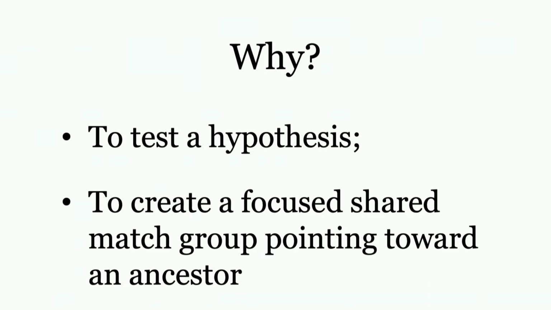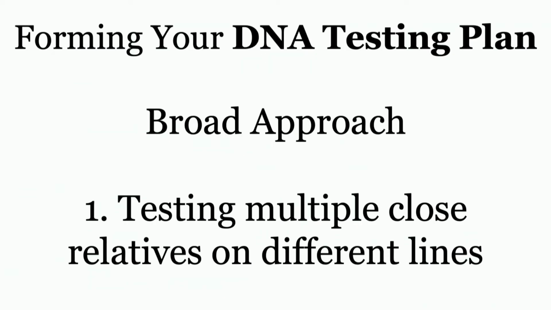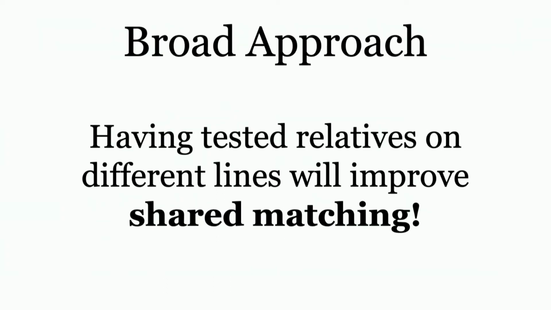All right, so I want to dive into these approaches a little bit and give you some ideas about finding individuals that are proper to test for your specific purpose. When we talk again about the broad approach, we're talking about multiple close relatives on different lines. Having tested relatives on different lines gives you several things. First of all, it gives you pieces of DNA that you share with those individuals that you can add to a chromosome map, for example. That was the focus of yesterday's talk. But it will also give you people to find in these shared match groups.